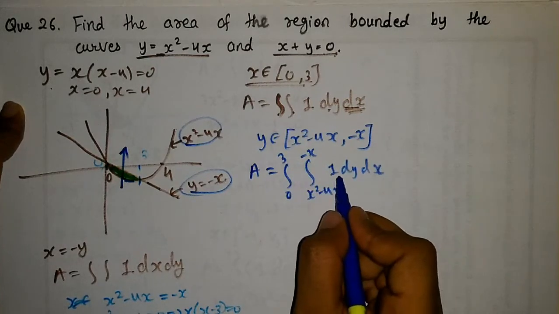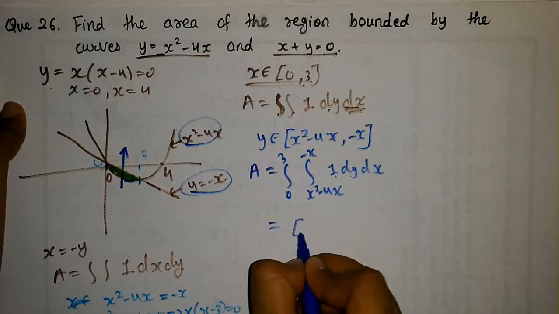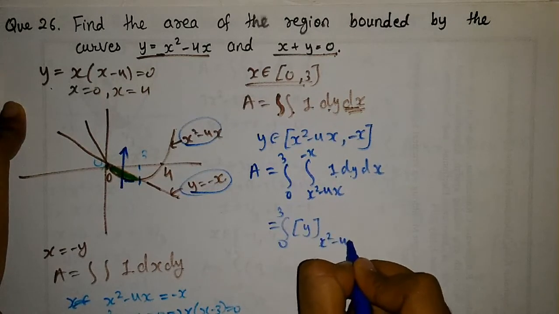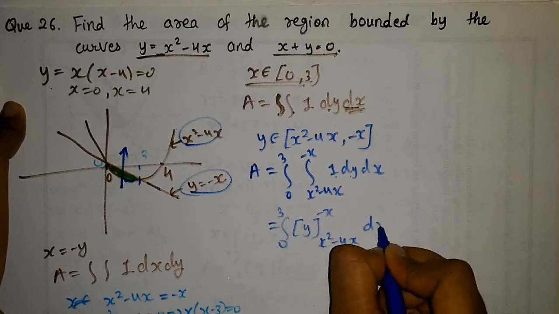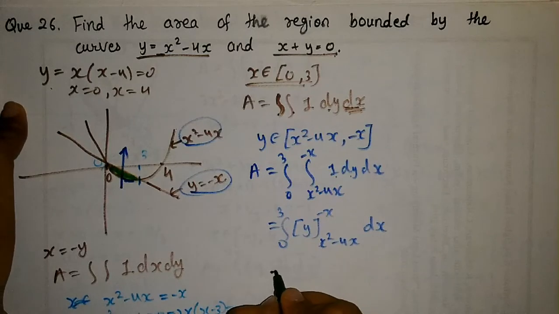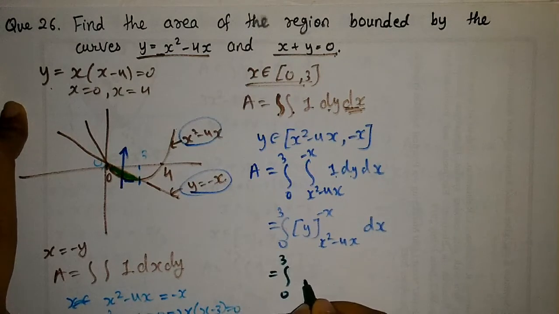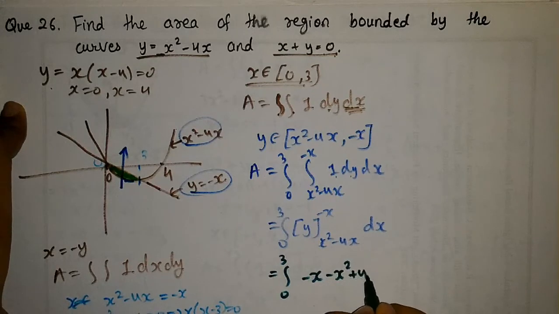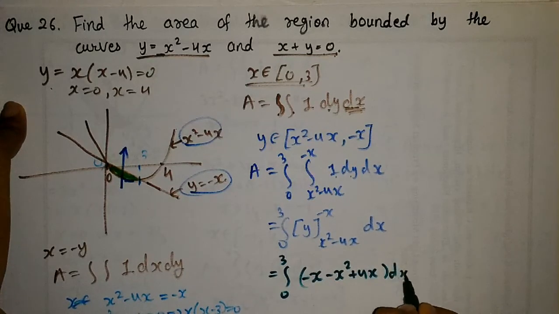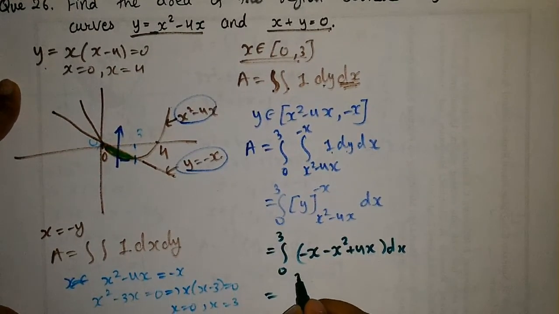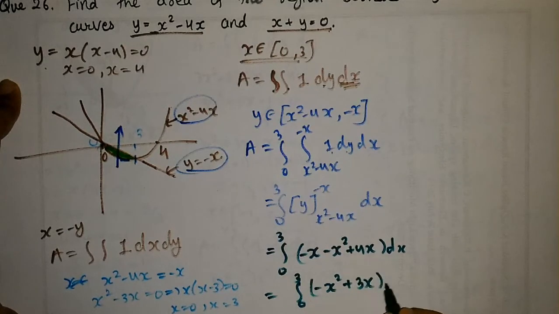Now integrate 1 with respect to dy, so we get y. Its limits are x square minus 4x to minus x, into dx. Now put the limit inside. So we get integration from 0 to 3, minus x upper limit minus lower limit. So minus x square plus 4x minus x, into dx. So this is equal to integration from 0 to 3 of minus x square plus 3x into dx.